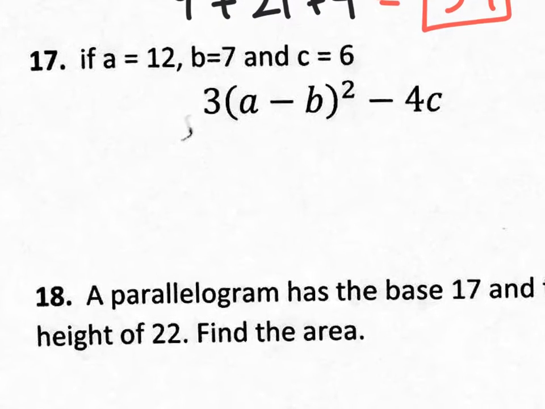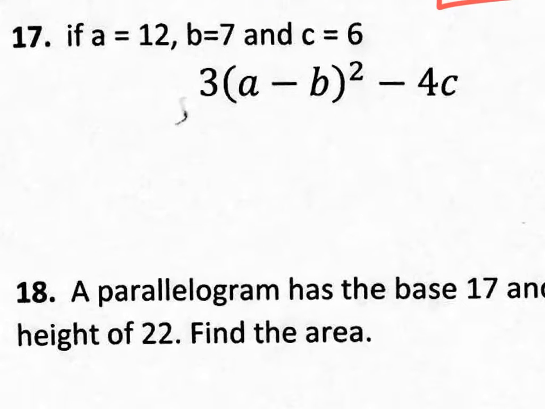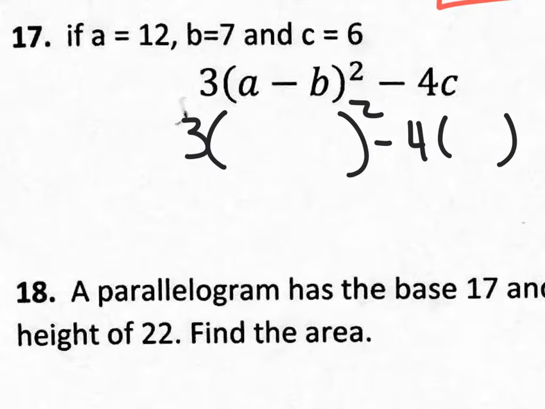If A equals 12, B equals 7, and C equals 6, then what's the answer? Well, you need to rewrite everything. The 3, the parenthesis, the square, the minus, the 4, and the parenthesis for the C value. Inside your first parenthesis, you have A and B. So we're going to take 12 and 7 and put them in here. So that's going to be 12 minus 7. And then the C value happens to be 6. So we have all the values plugged in.